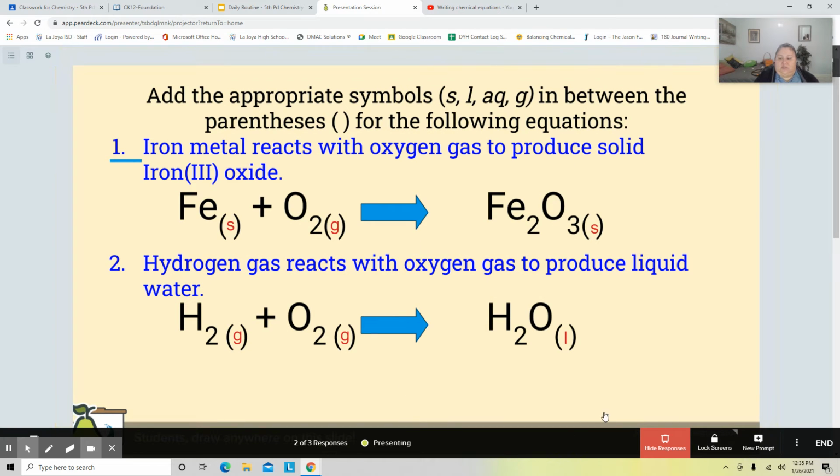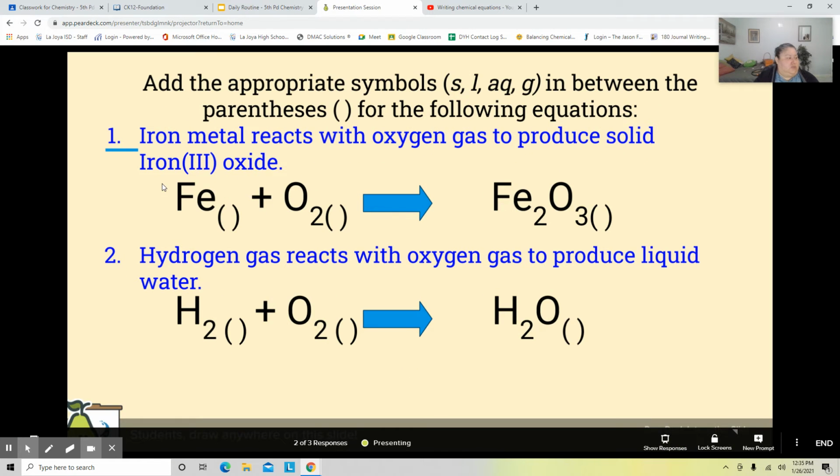Any questions on this one? Any questions on this problem? Pretty straightforward, right?